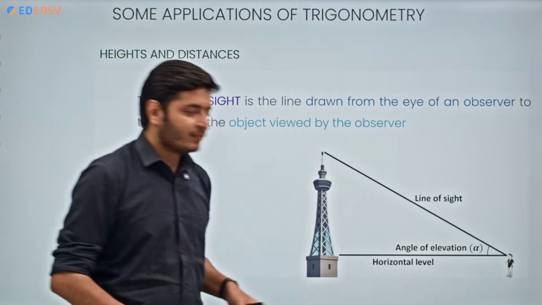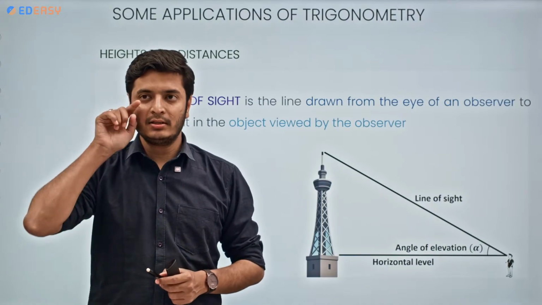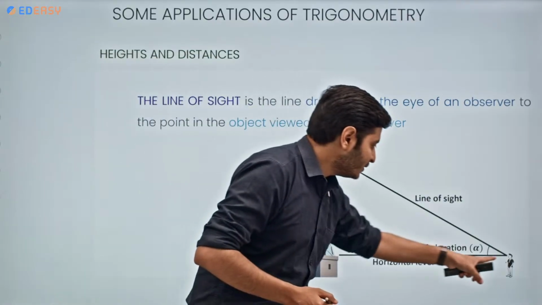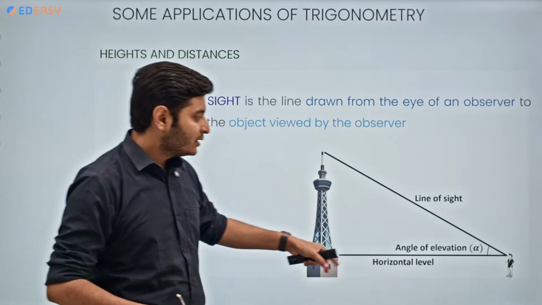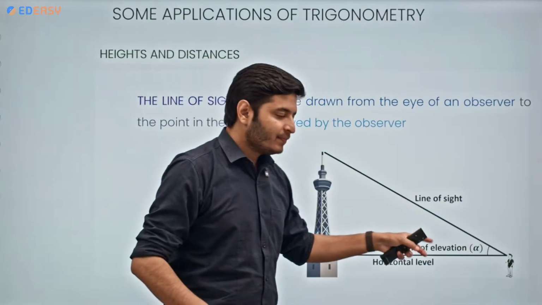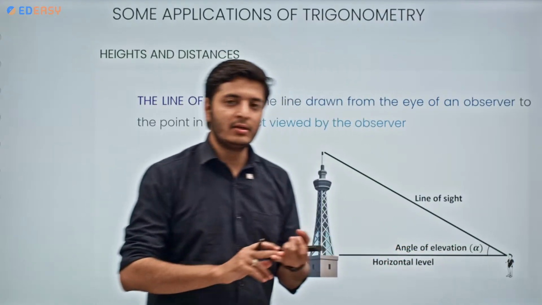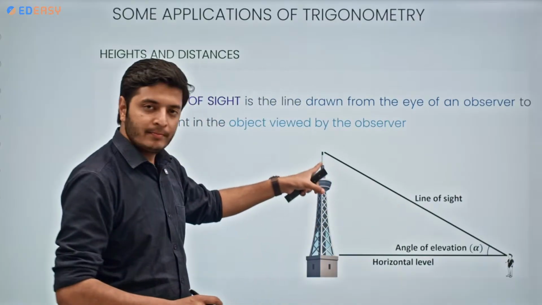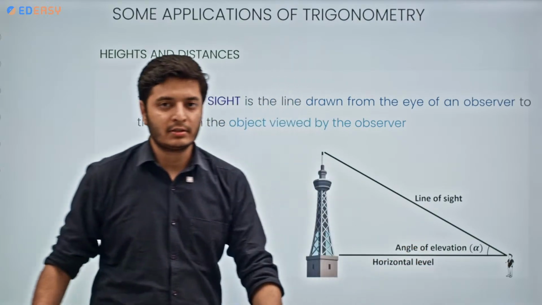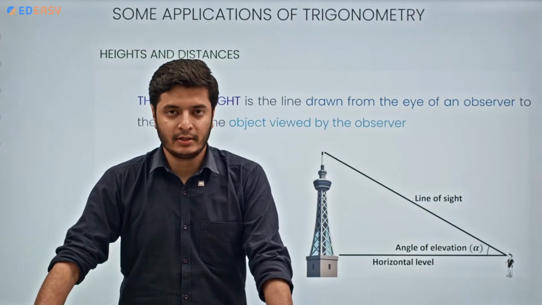So this observer, if he is looking straight ahead, at eye level, then this line is known as the horizontal line, the horizontal level. As you can see here, this line is representing the horizontal level, the line at which his eyes are. But if he is lifting his head up, then he is making some angle between the horizontal and the line of sight, correct? Then this angle is what? This angle is known as the angle of elevation, because he is elevating his head to look at the top or wherever he is looking.